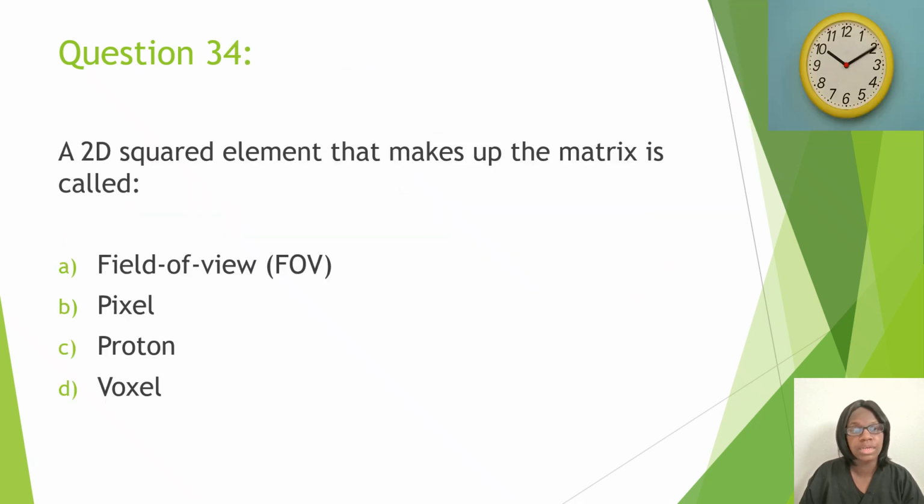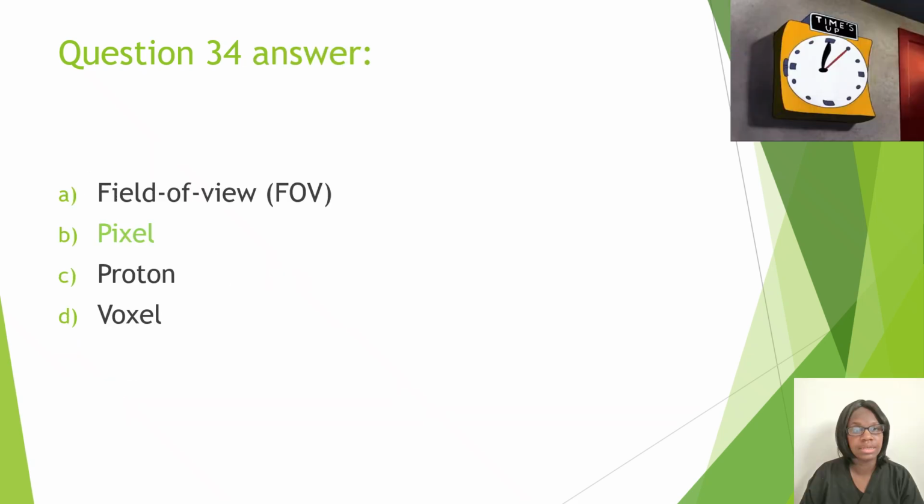Question 34. A 2D squared element that makes up the matrix is called, is it field of view, pixel, proton, or voxel? Right, the correct answer is your pixel.